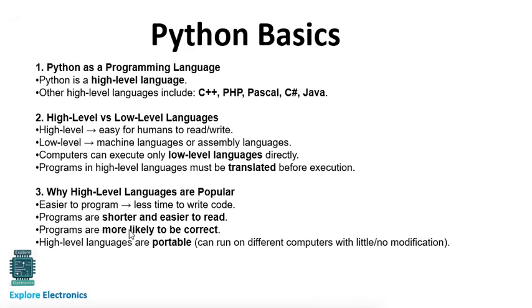And programs are more likely to be correct. In high level languages, almost all the program syntax and code is correct. And high level languages are portable, which means they can run on different computers with little or no modification. Even without modification, they can run on different computers. That's why they are portable, and that's why high level languages are very popular compared to low level languages.